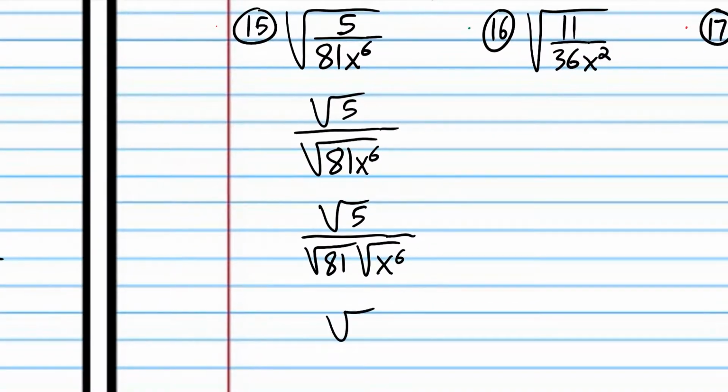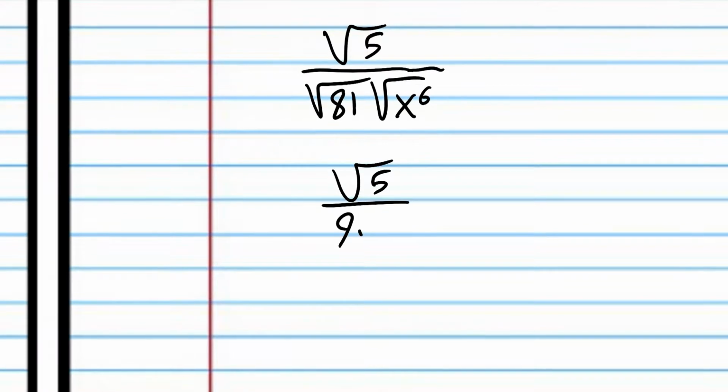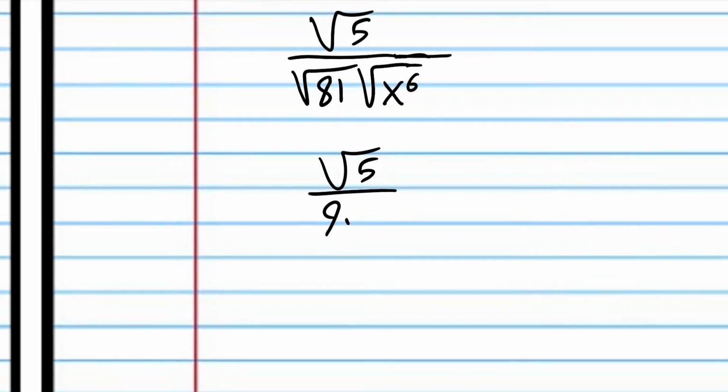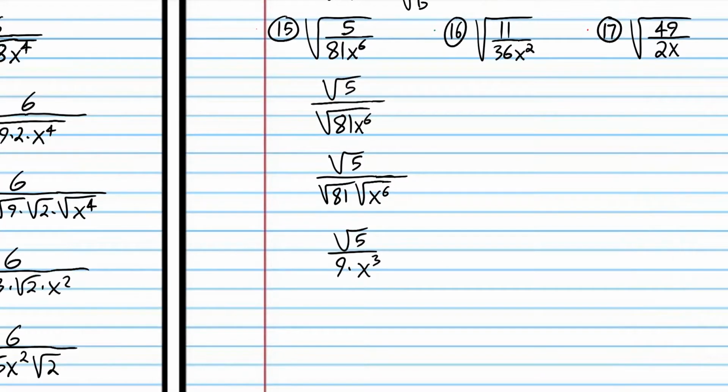And then we have root 5 over square root of 81 is just 9 square root of x to the 6th power. Remember, you just divide the power in half. That's what we did in the previous class. So that would be x to the 3rd power. Because it's even, it makes it really easy. You just divide the power in half. So now we have root 5 over 9x cubed, and we're done because there's no root in the denominator. And there's no perfect square inside the root.